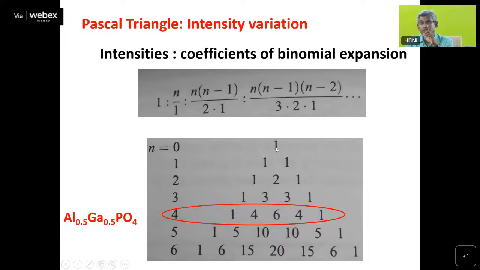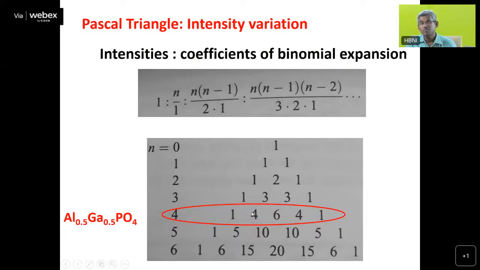You first write 1, then side by side you write 1, 1. Then the sum of these 2, and 1 again. Then you take the sum of 1 and 2 and write 3 here, the sum of 2 and 1, write 3 here, again write 1. Like that, you can form Pascal's triangle. One edge will be 1, 1, 1. Another edge will also be 1, 1, 1. But this base edge will be nothing but the intensity pattern.